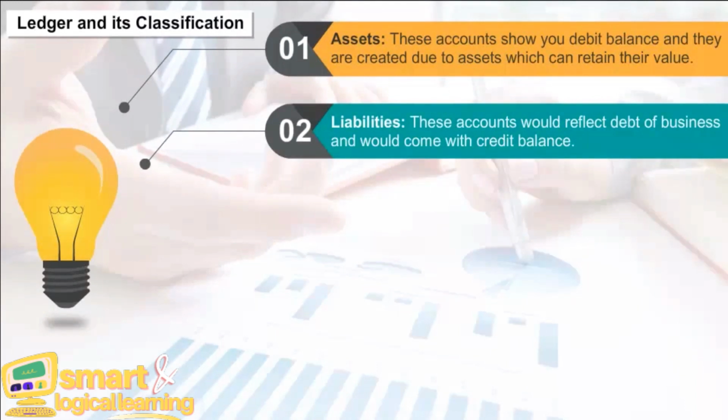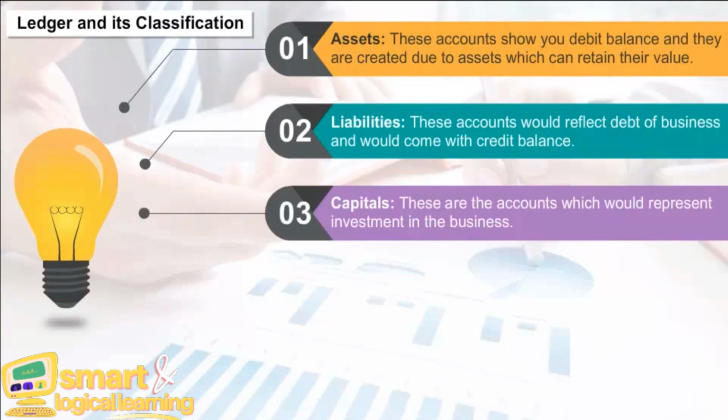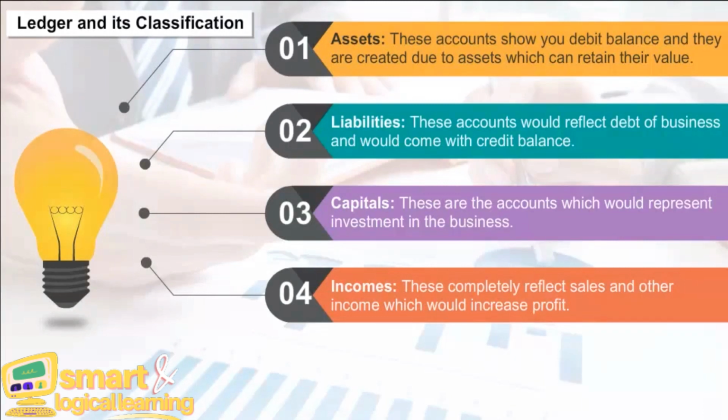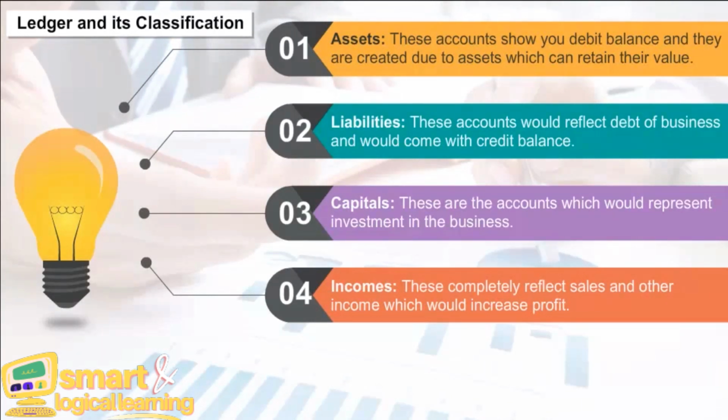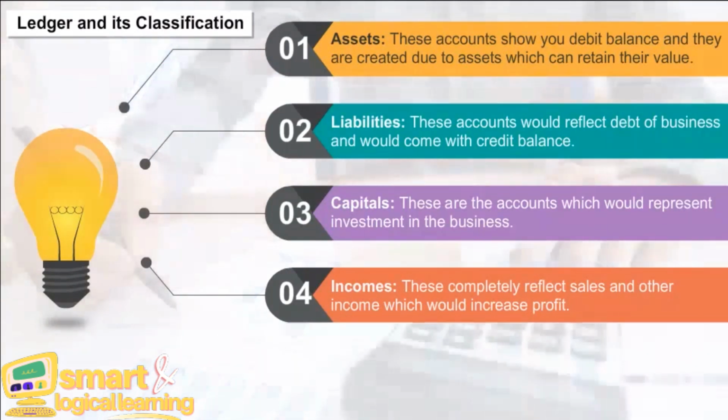2. Liabilities. These accounts reflect the debt of the business and come with a credit balance. 3. Capitals. These are the accounts which represent investment in the business. 4. Incomes. These reflect sales and other income which would increase profit. They show a credit balance and are credited to the profit and loss account.